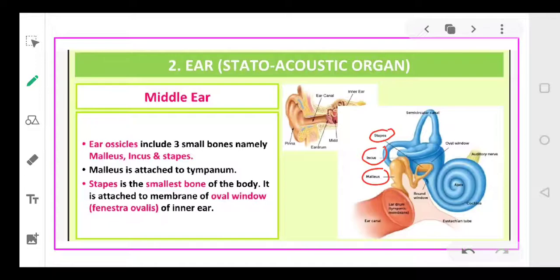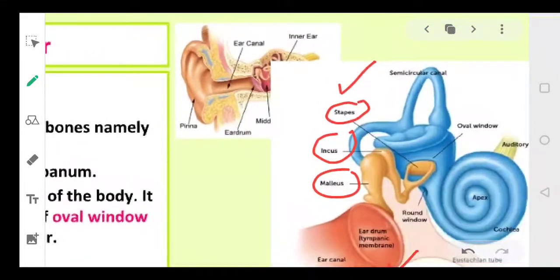And this malleus is attached to your tympanic membrane, or the eardrum. Stapes is the smallest bone of your body. Okay, everyone. So malleus is connected to the eardrum, then incus and the stapes, and stapes is the smallest bone of the body, and this stapes is connected with your oval window.